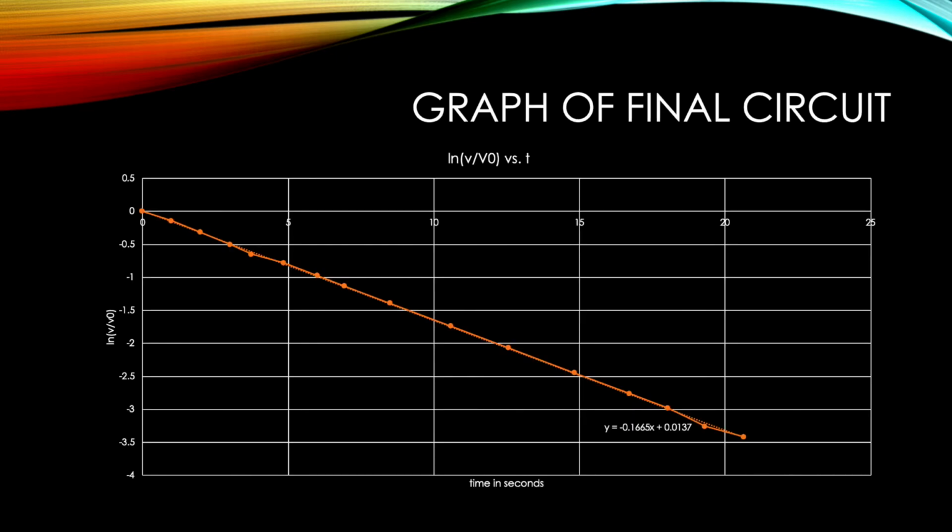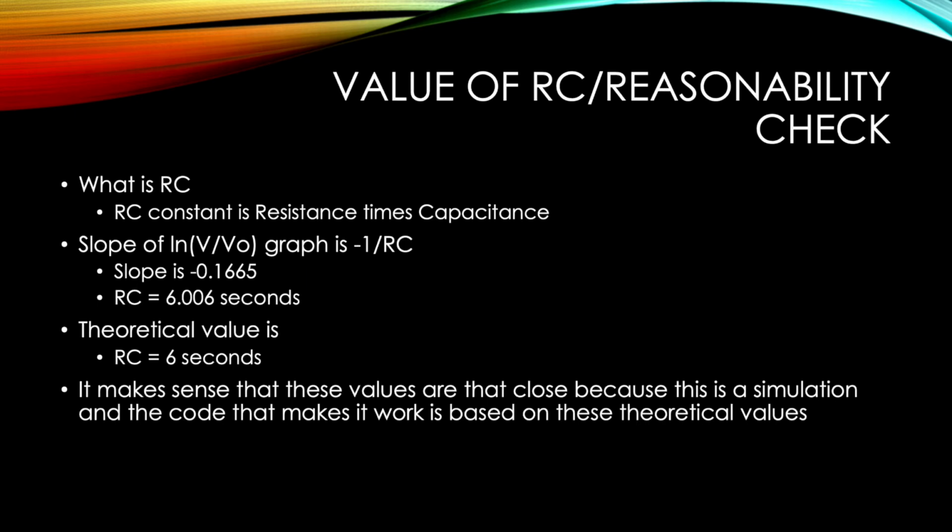This is a graph of the RC circuit ln of V over V0 versus time. The RC constant is resistance times capacitance. The slope of the ln V over V0 graph is negative 1 over RC. The slope of our graph was negative 0.1665, which means that the RC was 6.006 seconds. The theoretical value for RC of this circuit is 6 seconds.